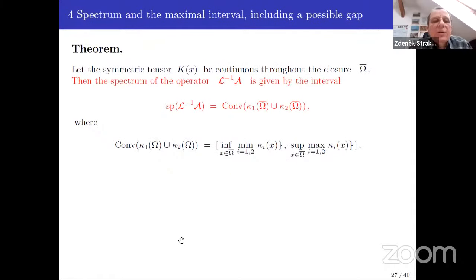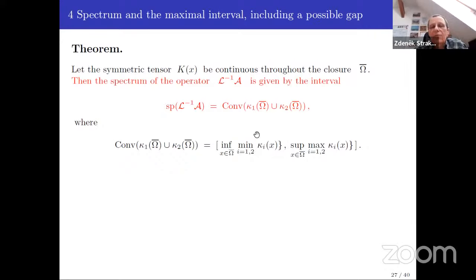And the main theorem says, let the symmetric tensor be continuous throughout the closure. Then the spectrum of this operator is given by this interval. So the spectrum of this Laplace preconditioned operator is essentially the convex hull of the images of omega bar through kappa 1 and kappa 2. Okay, that's something what one would expect, or what they suspected in this original paper. But there is something more here.